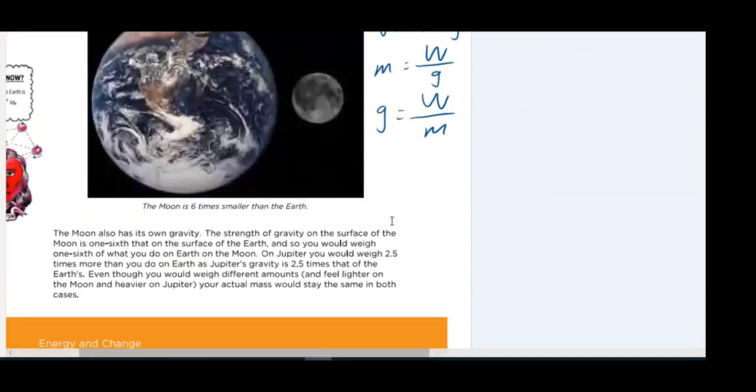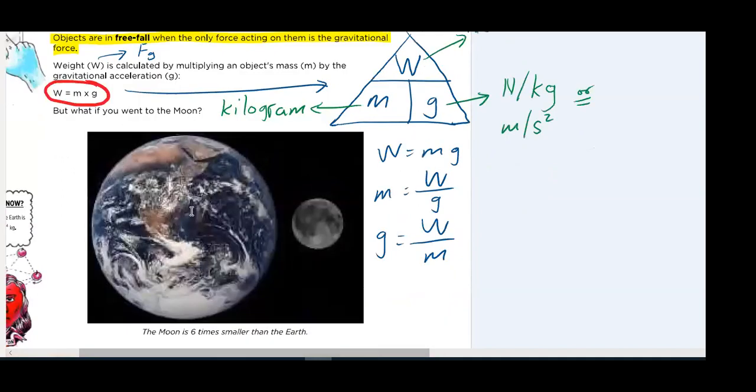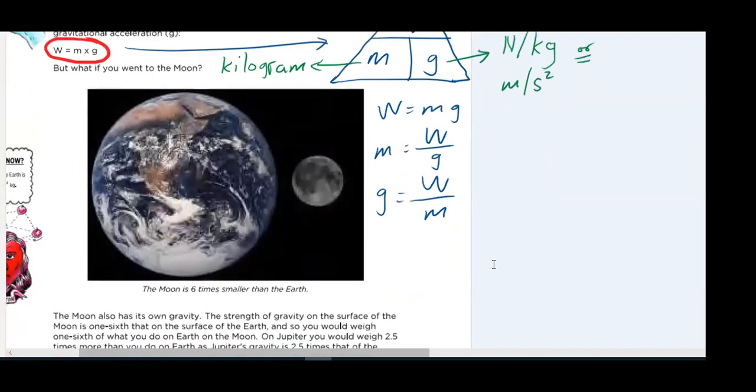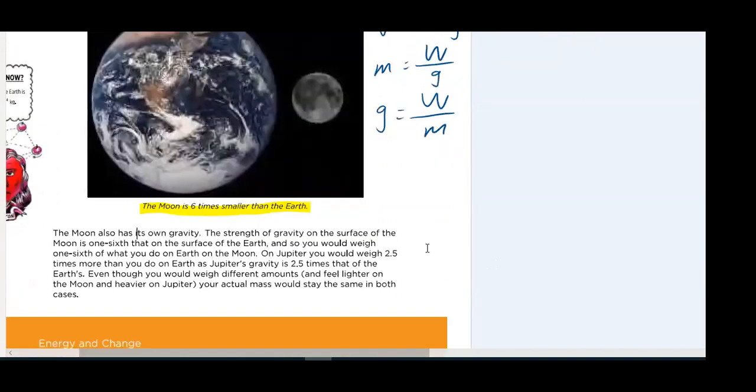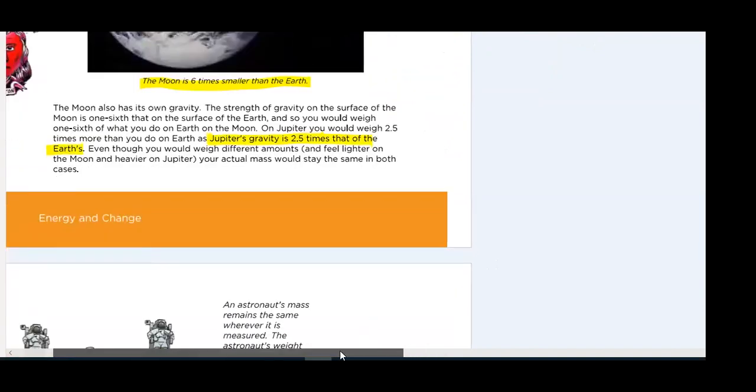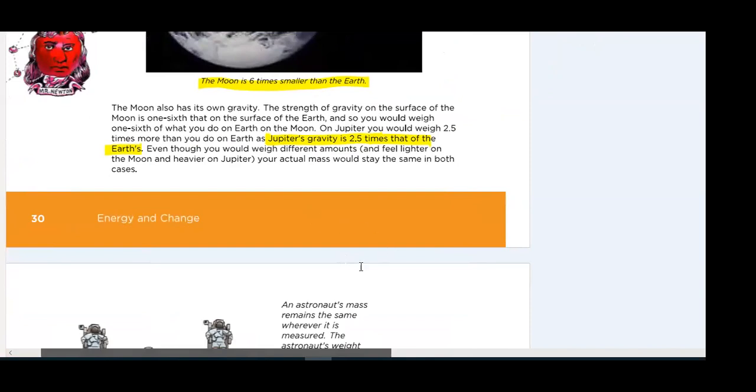Just another important couple of points. Obviously, different planets have different gravitational acceleration. That G is also the strength of the gravity on that planet. And there's a couple of things here. The moon, for example, is 6 times smaller than the Earth. So the gravity on the moon is a lot less than the Earth. Jupiter, gravity is about 2.5 times that of the Earth. And we can go through all of the planets. There'll be a table later on that we look at. Okay. So here's another important point.